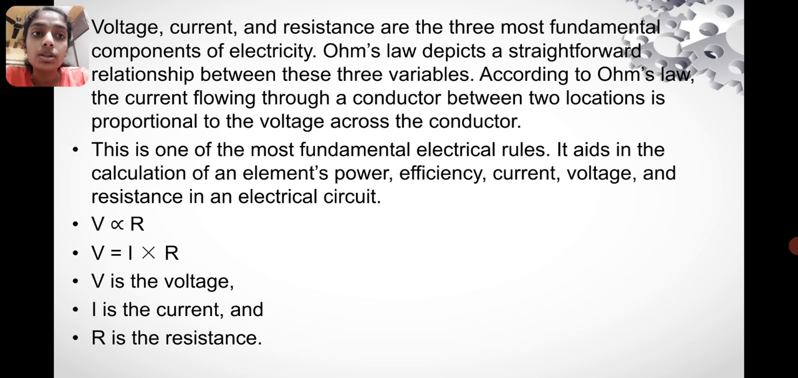This is one of the most fundamental electrical rules. It aids in calculation of an element's power, efficiency, current, voltage, and resistance in an electric circuit. V is proportional to I. V = IR, where V is the voltage, I is the current, and R is the resistance.